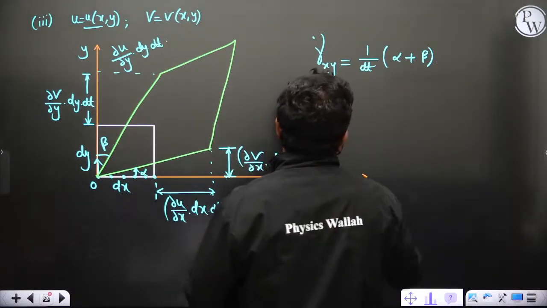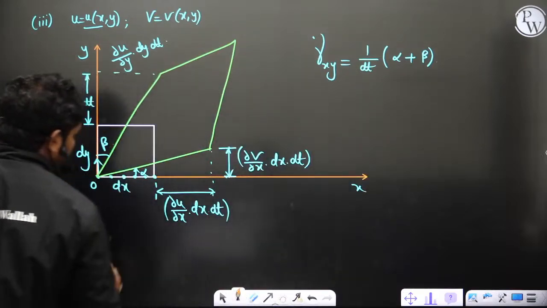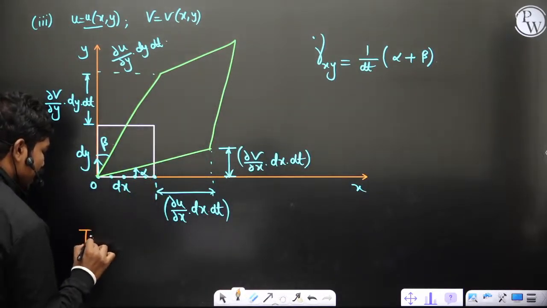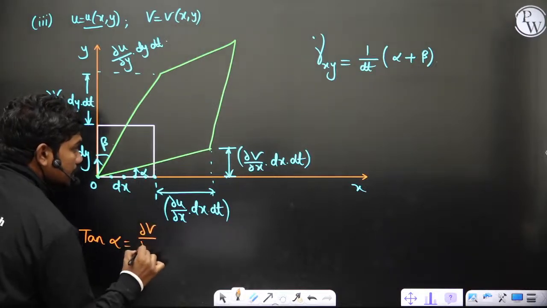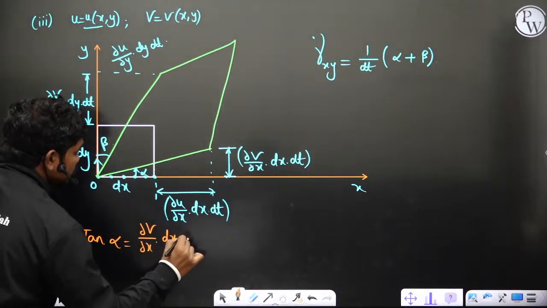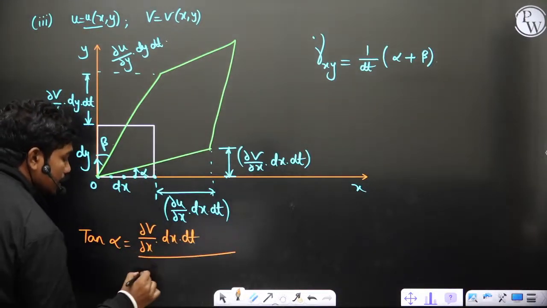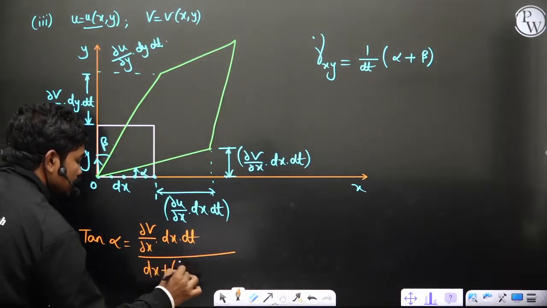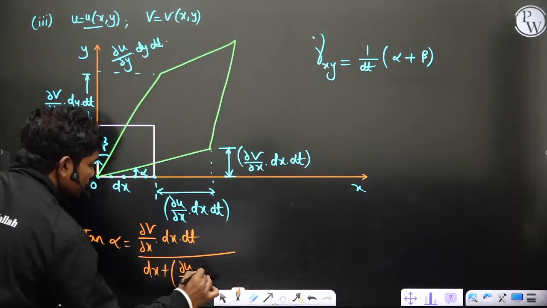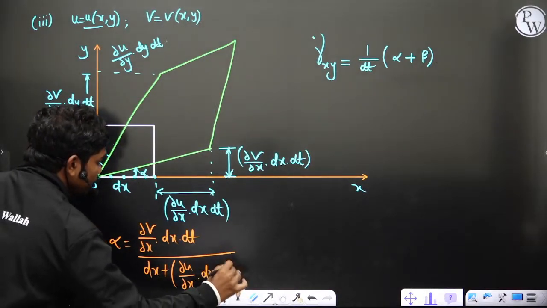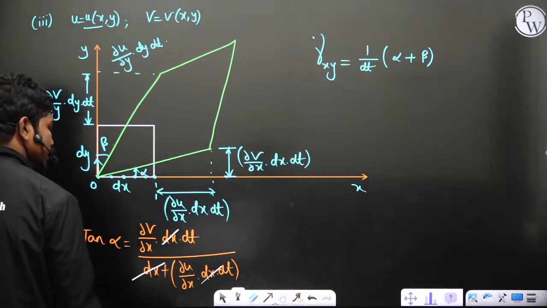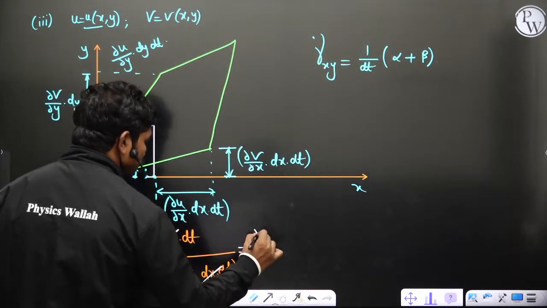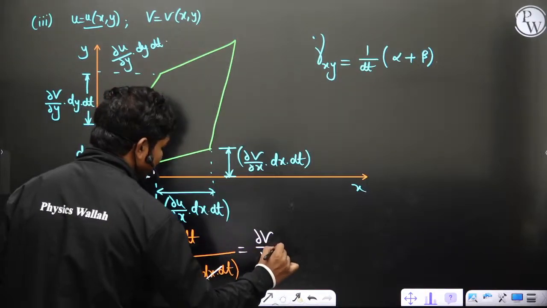Okay, now what are these values of alpha and beta? Look, from this triangle, if I take tan alpha, you can clearly see tan alpha is equal to (dou v by dou x into dx dt divided by dx plus dou u by dou x into dx dt). Okay, so you can understand now, this dx gets cancelled in all the terms. We have dou v by dou x into dt.